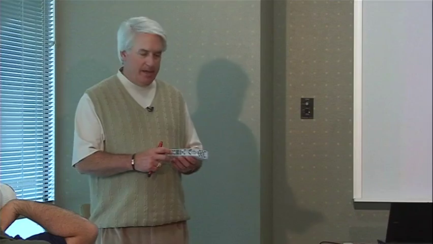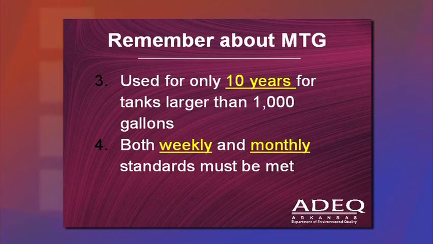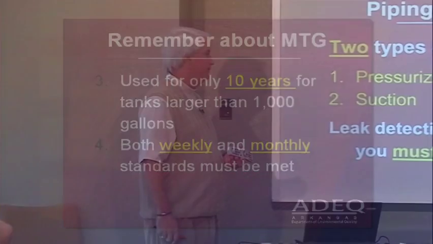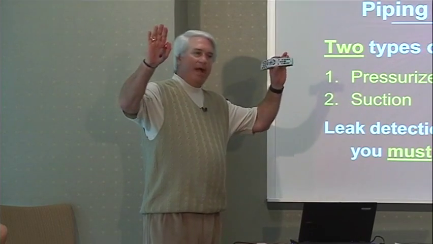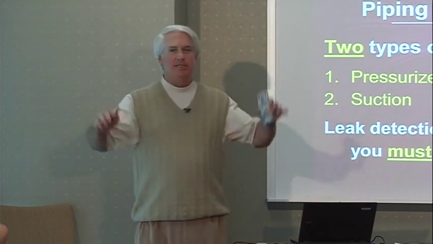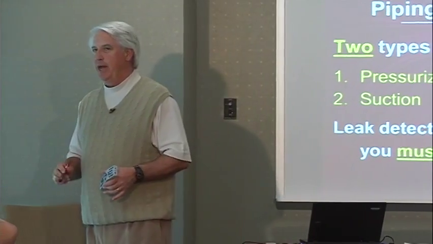So, manual tank gauging. You can only use it for 10 years for tanks that are larger than 1,000 and not more than 2,000 gallons. And you got to meet both the weekly and the monthly standard for you to pass this form of release detection. All right, so now that's the end of the release detections for the tank.